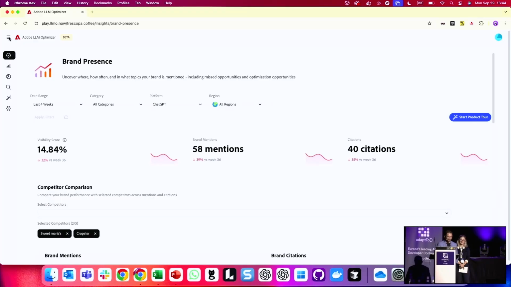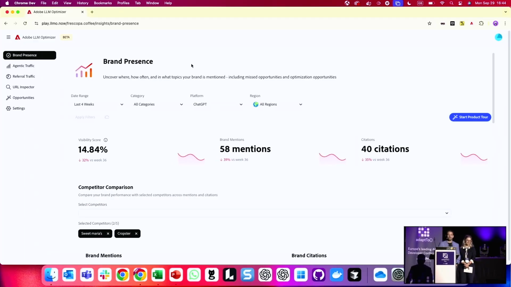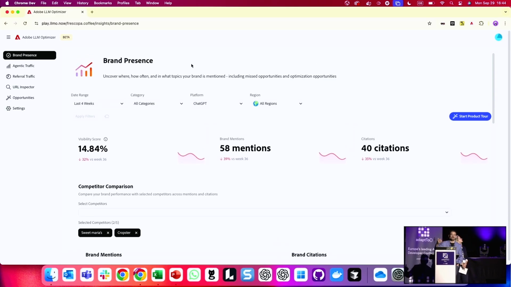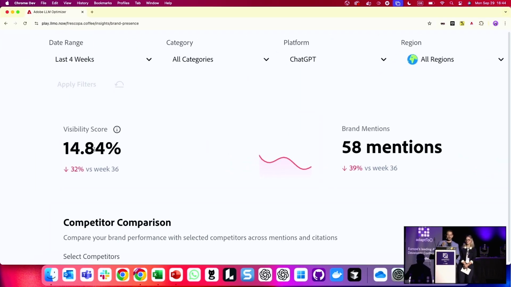This is the LLM Optimizer, and it's divided into a few parts. For marketeers, this is definitely the most important part. This is where you monitor your prompts and the visibility, right? Every week we crawl the customer's prompts and we benchmark this over time. Here you can see the visibility. This week you have a 14.83% visibility.